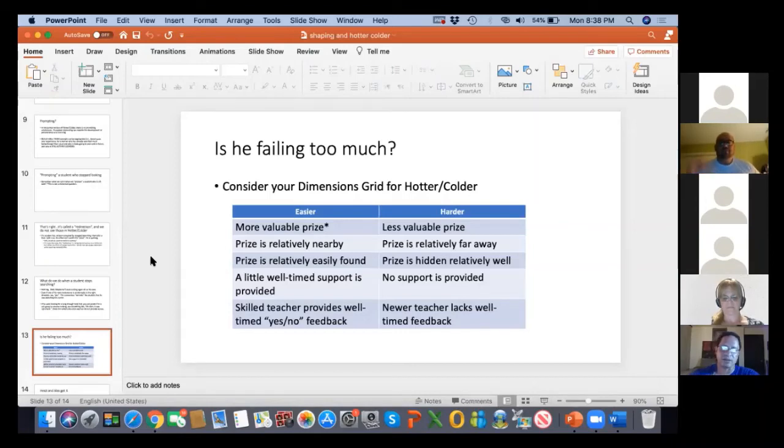I use dimensions grids across doing laundry, answering questions, reading comprehension, just about anything. Tolerating delays, tolerating losing in a game. You can make dimensions grids for all of those, and you can find ways to help your kids start demonstrating a repertoire that's really hard for them, right?